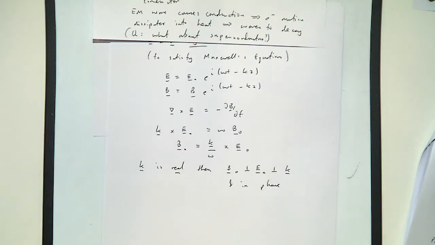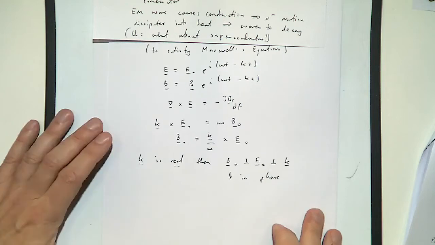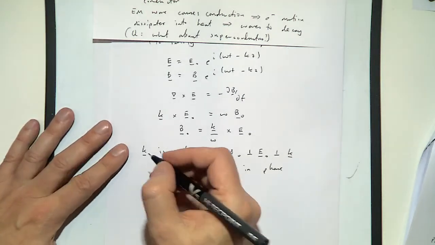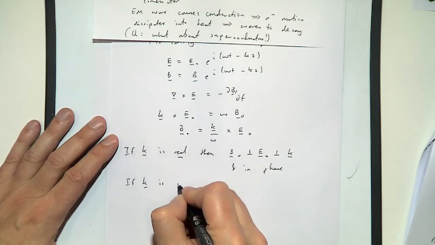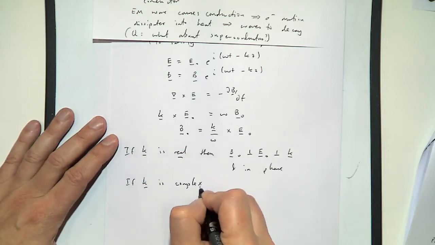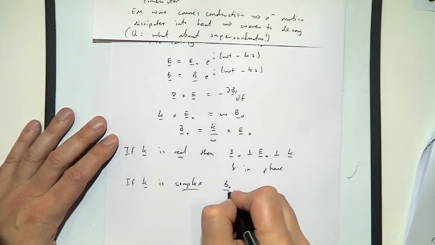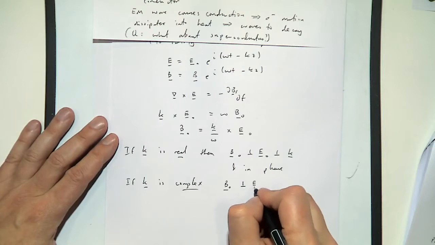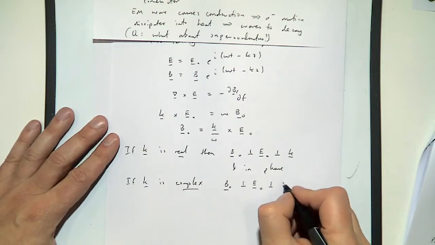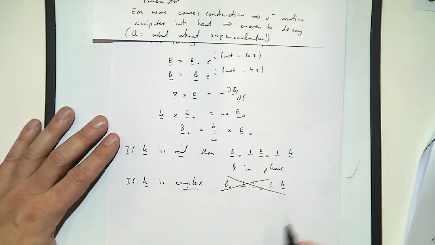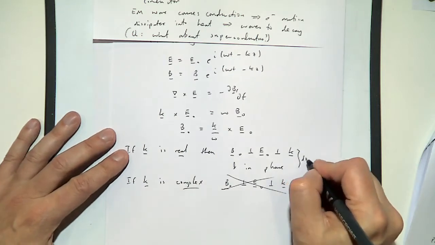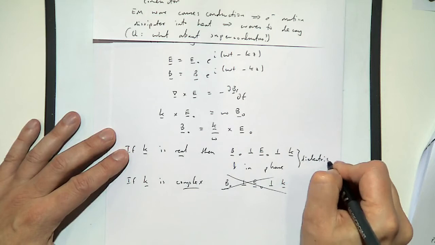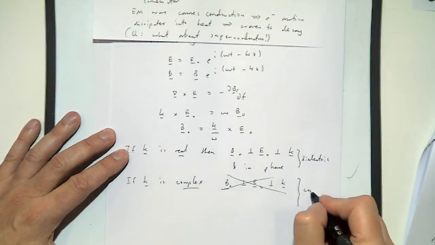Okay? But now k is complex, and it's complex enough, isn't it? The magnitude of the complex part is equal to the real part. So I should put if: if k is complex, then that's not true. B naught, to write it out a bit laboriously, is not perpendicular to E naught, is not perpendicular to k. So that's in a conductor. So this is our dielectric case, of course, when k is real, and here, this is our case in a conductor.